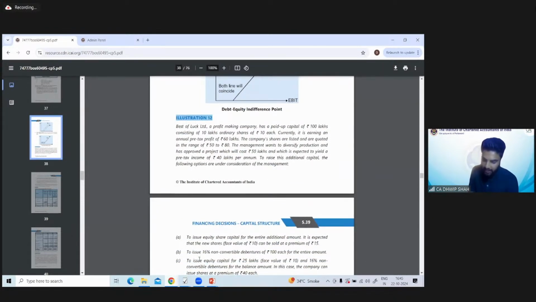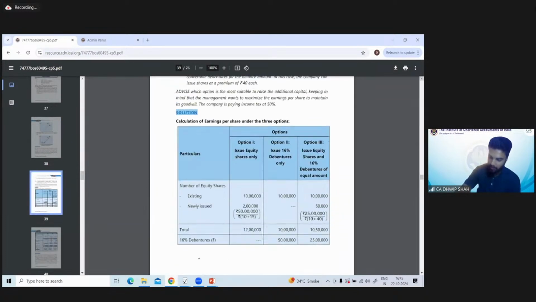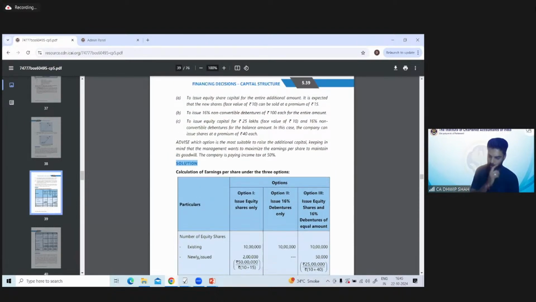To raise this additional capital, the following options are available. Option number one, to issue equity shares for the additional amount. That is, you issue equity shares for 50 lakhs. It is expected that new shares can be sold at a premium of 15. So premium is 15, face value is 10, so my issue price would be 25. Correct?